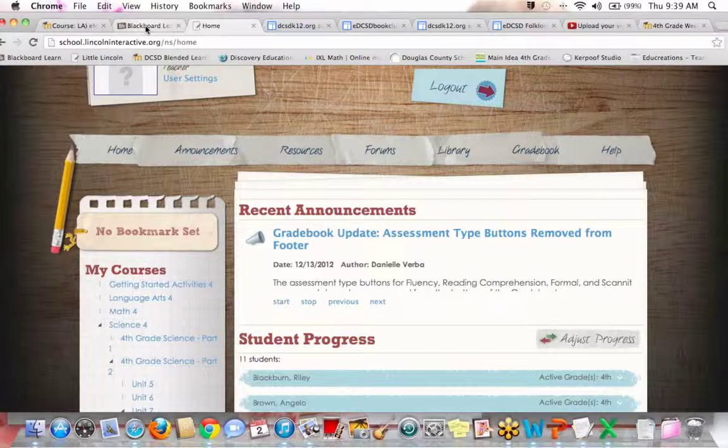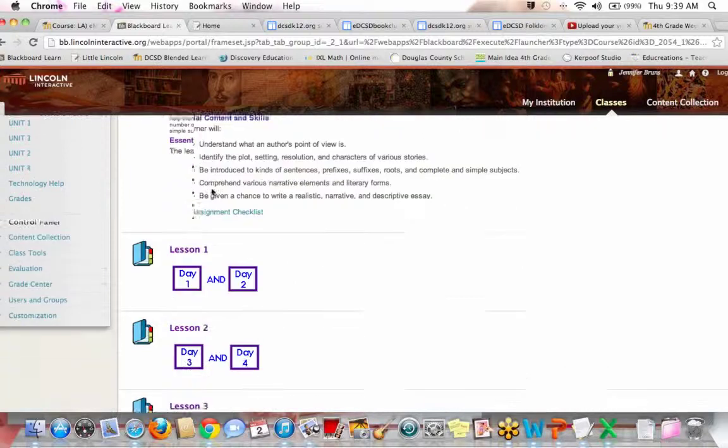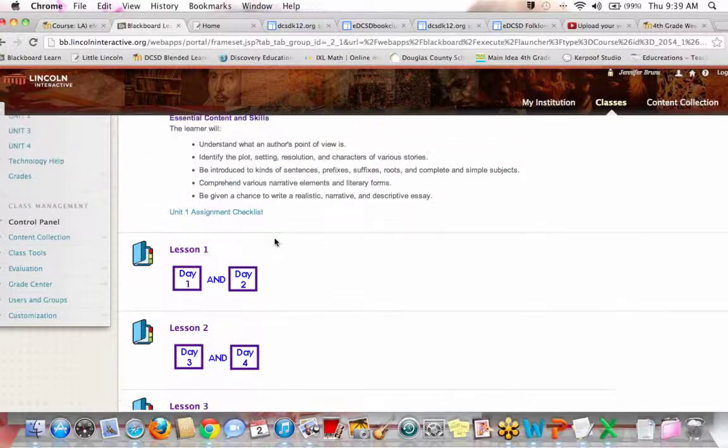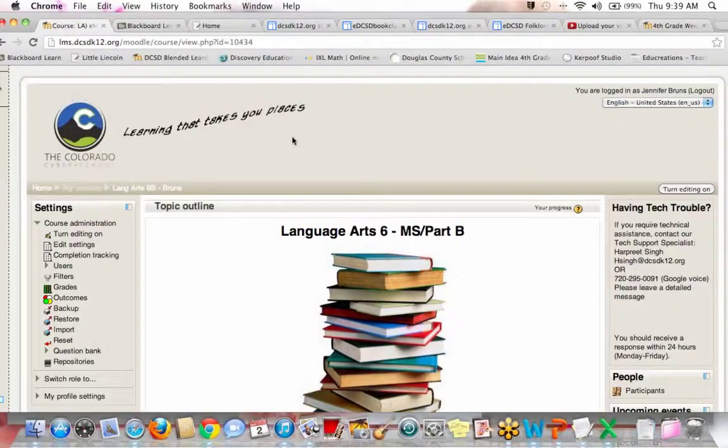For 5th grade, we use the Lincoln curriculum, so it looks a little different, but the same kind of thing applies. You can see the different lessons and the days listed down here below, and I will tell the students what they're responsible for every week, and then we go over those concepts together in our virtual classroom. All right, so that's kind of a really quick introduction to 4th and 5th grade.